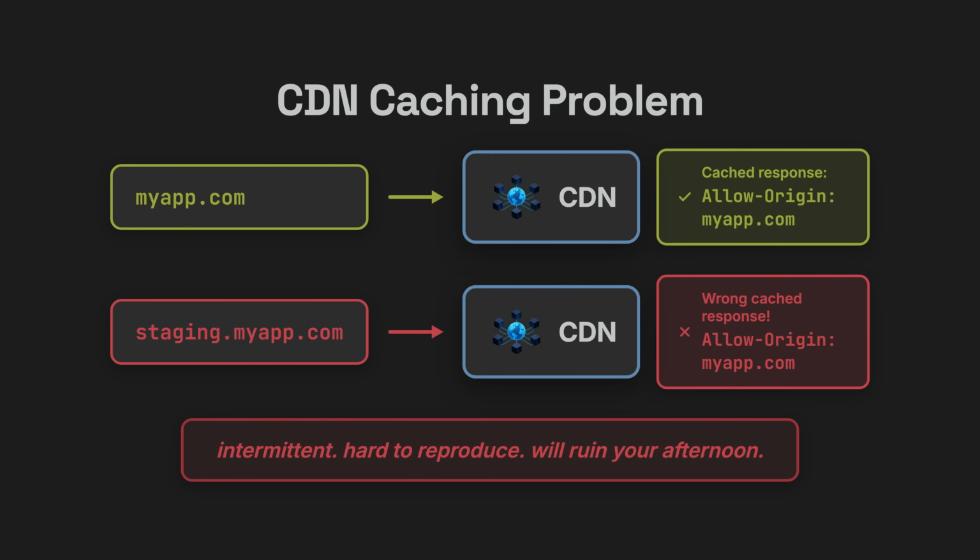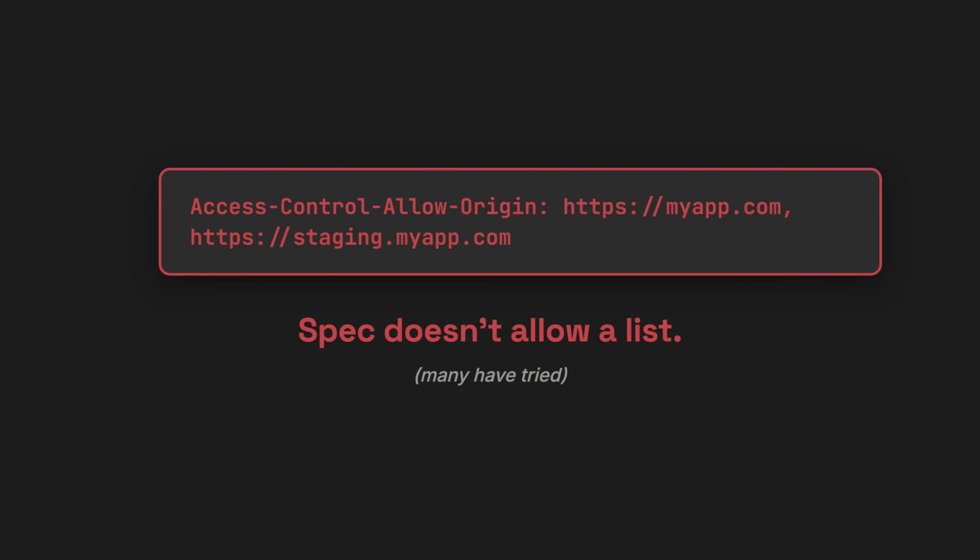Without it, a CDN caches the response for one origin and serves it to a request from another. CORS fails. Intermittently. Hard to reproduce. Hard to trace. You also can't comma separate multiple origins. The spec allows one value or the wildcard. The allow list pattern is how you handle multiple.